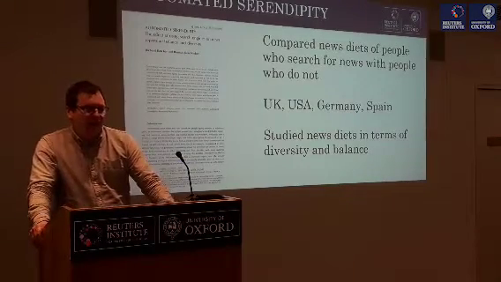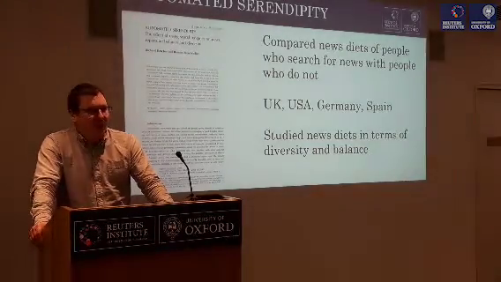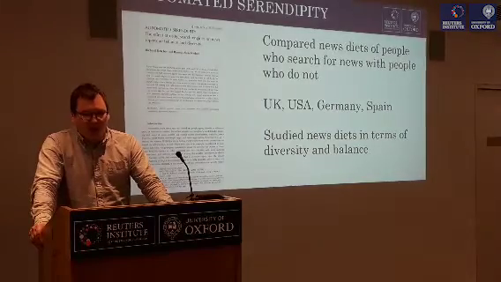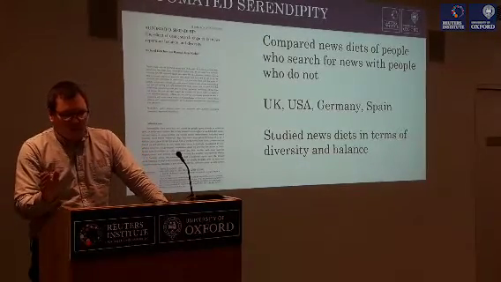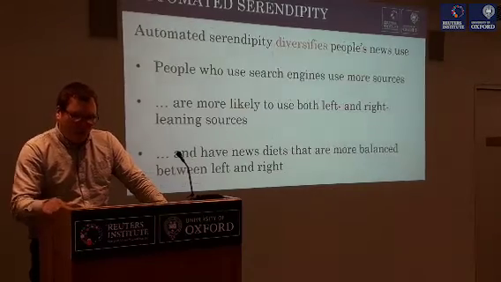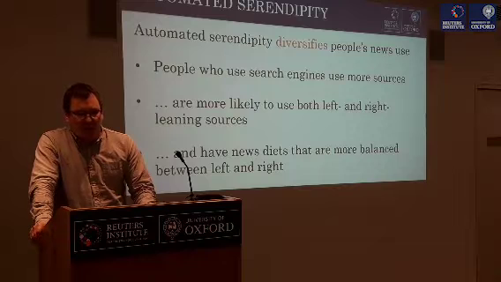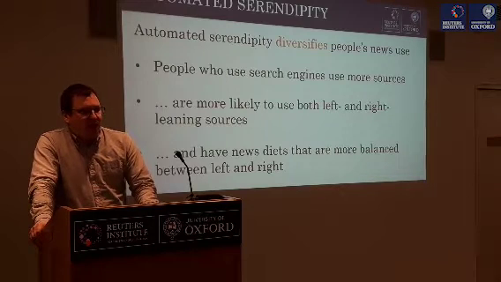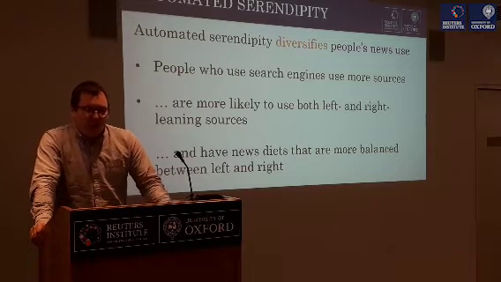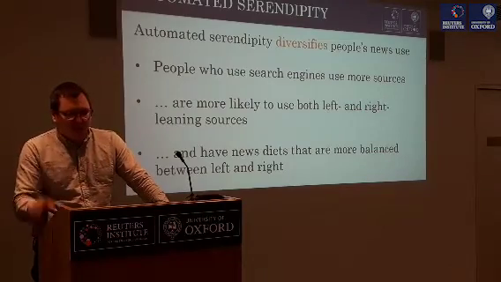So again, what we did is we compared the news diets of people who search for news with the news diets of people who say they don't use search engines for news in 4 countries. And we studied the news diets that these two groups have in terms of what we call diversity and balance. So what we found is that a process of automated serendipity effectively diversifies people's news diets. So firstly, people who use search engines for news, on average, use more sources of news than people that don't. But more importantly, they're more likely to use sources from both the left and the right. And what this means is that their news diets have a more equal balance between sources on the left and sources on the right.